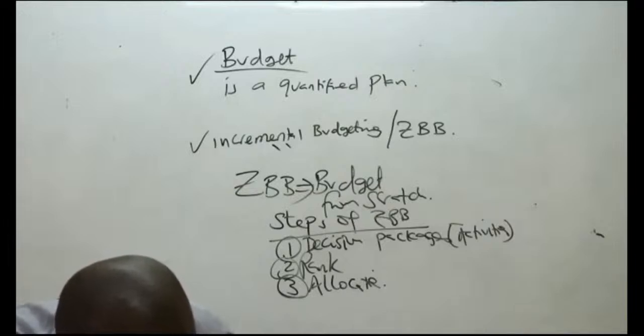Geoffrey is asking whether the two types of budgets here have any mathematics. No, they don't have any mathematics there.